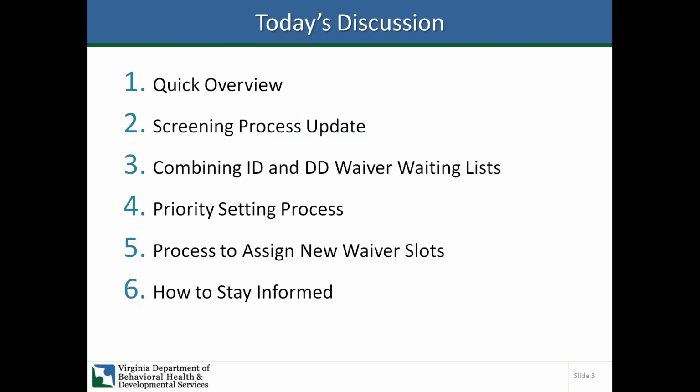Today, first I'm just going to give you a quick overview of waiver redesign, a few of the elements. Then we're going to talk about the screening process and give you an update on that. We're going to talk about combining the ID and DD waiver waiting list into a single waiting list, the priority setting process, the process to assign new waiver slots, and then some information at the end about how to stay informed as we go along.